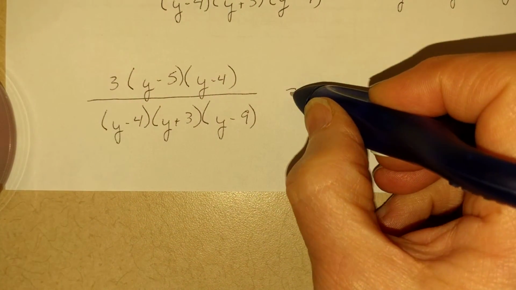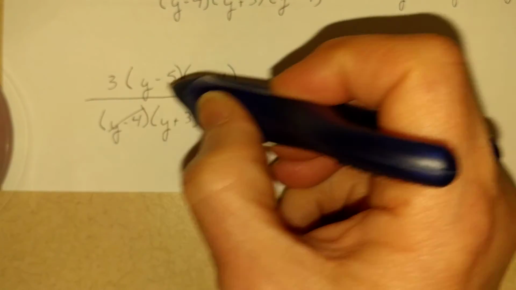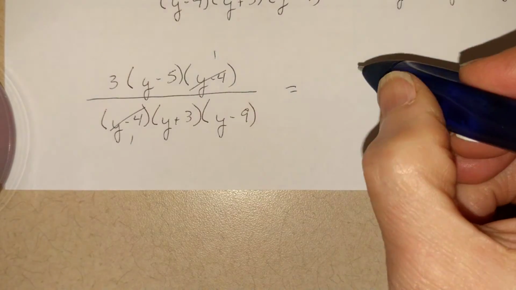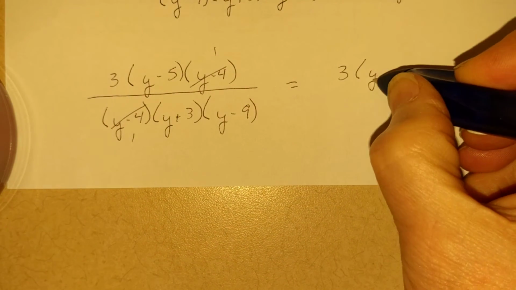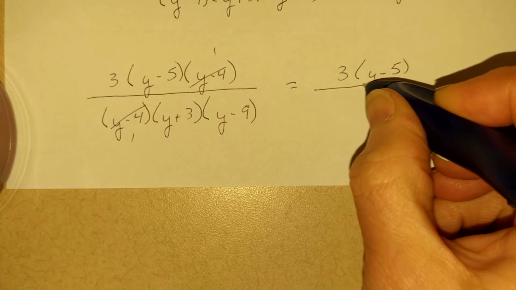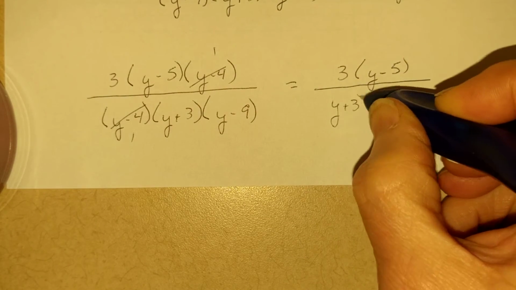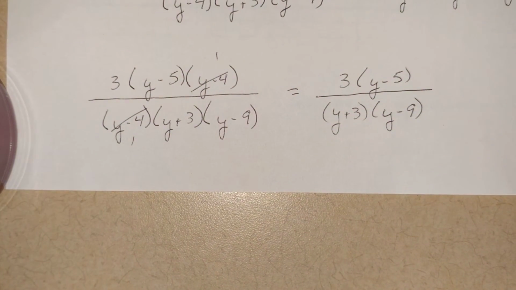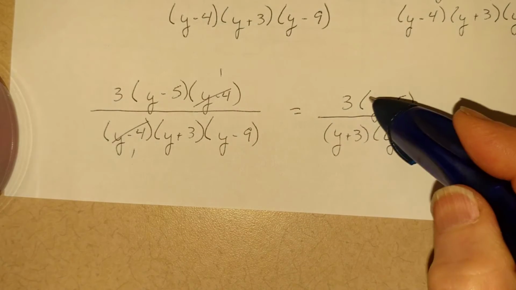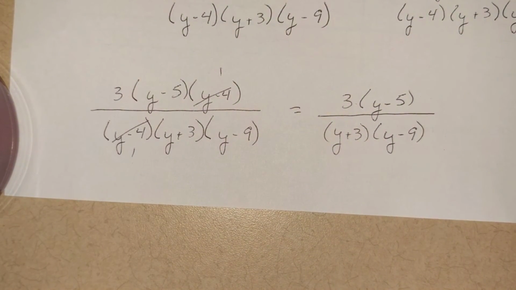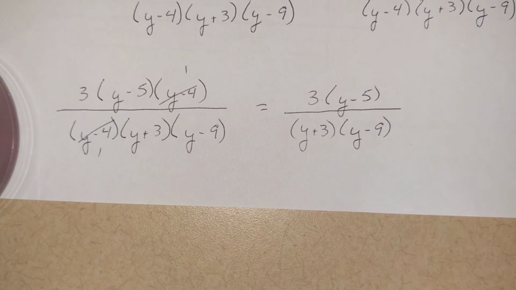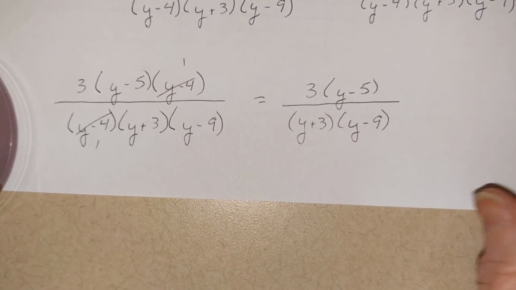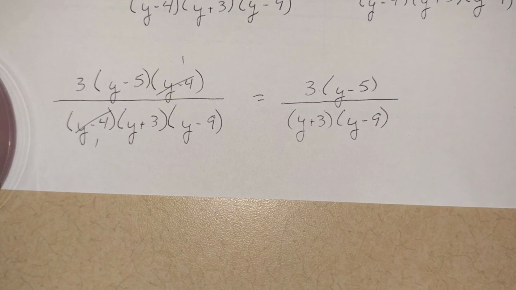This is going to give me, right here, my y minus 4s will divide out. So that will give me in the numerator 3 times y minus 5 divided by y plus 3 times y minus 9. You can leave this in this form. You do not need to expand this back out. Usually I suggest leaving it here in factored form because depending on what we do with it next, we may need it factored. So there you go.